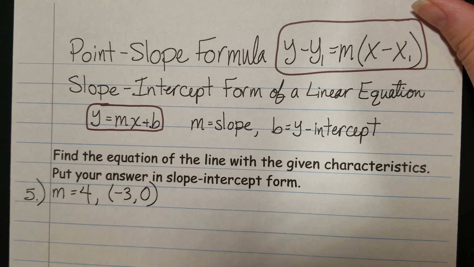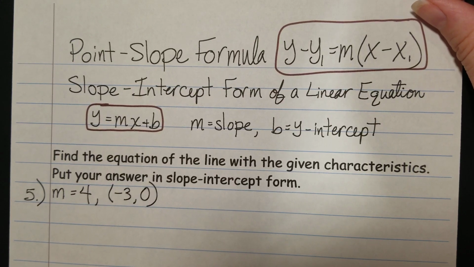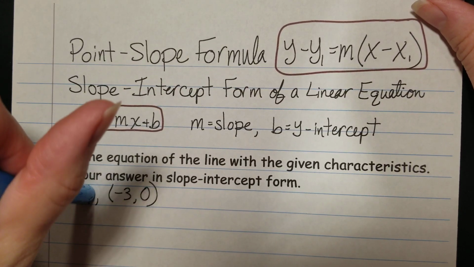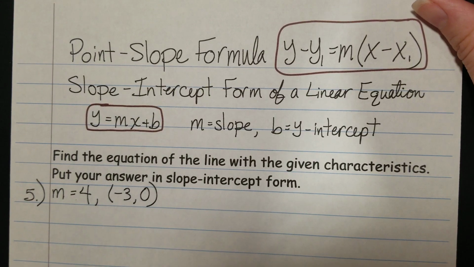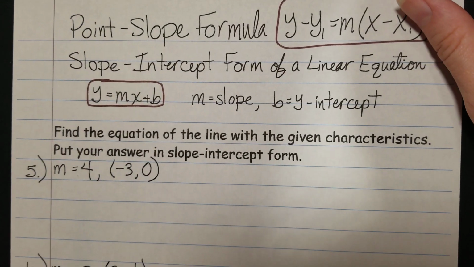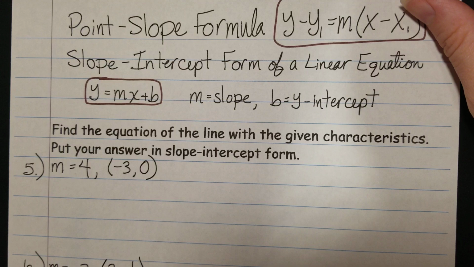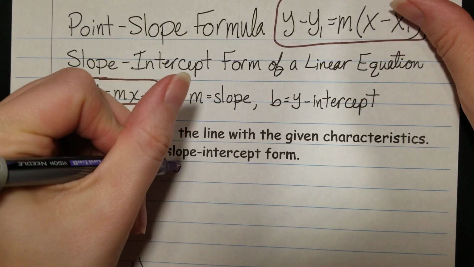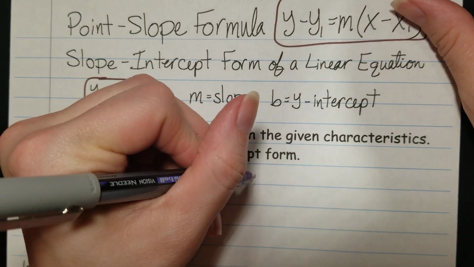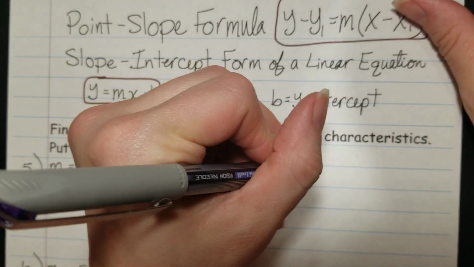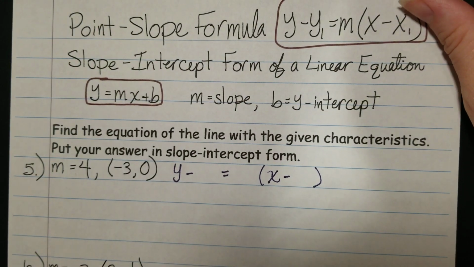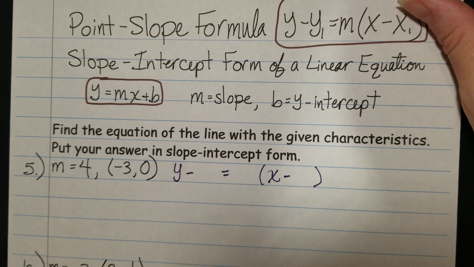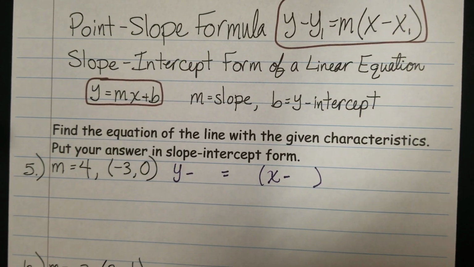So we want to find the equation of the line that goes through the point -3, 0 and has a slope of 4. Just like before, I'm going to start by writing down the bare bones of my formula. So y minus equals. When you use this formula, you're not plugging in anything for the regular x and the regular y. Those are just going to stay there.